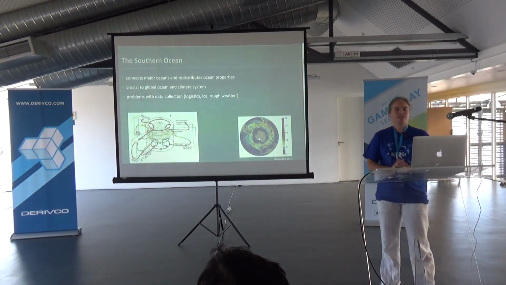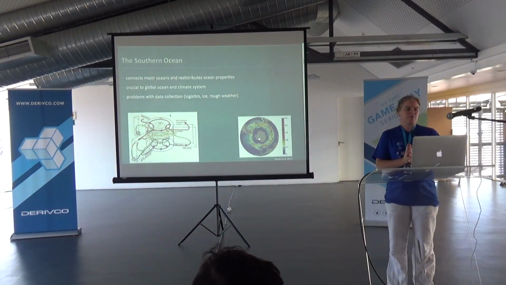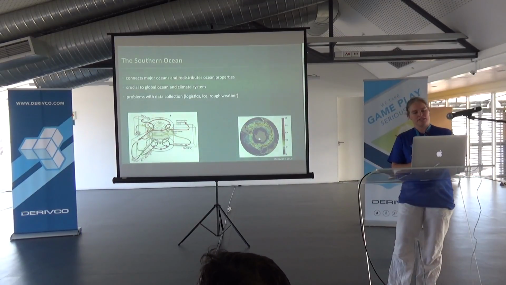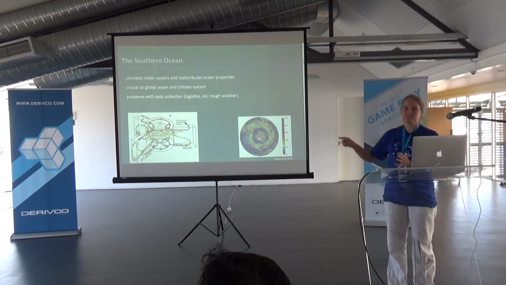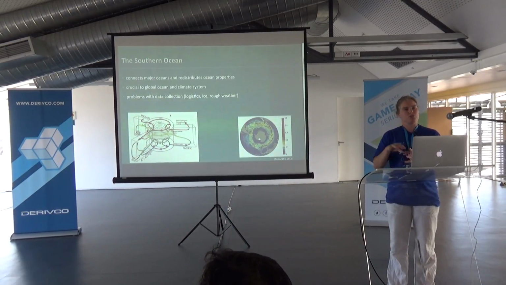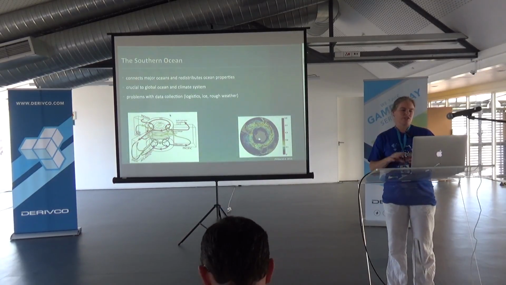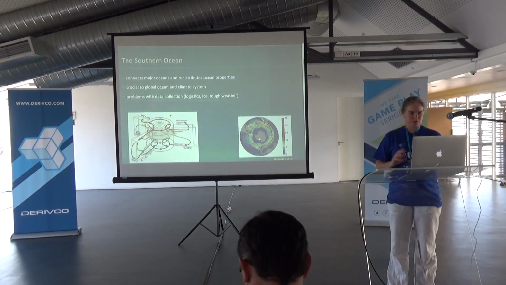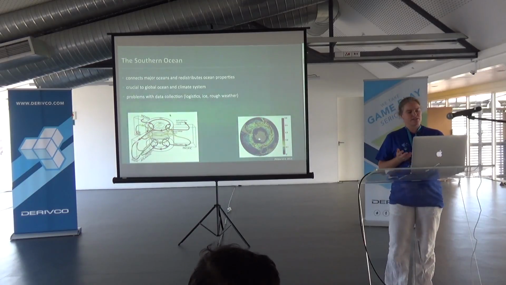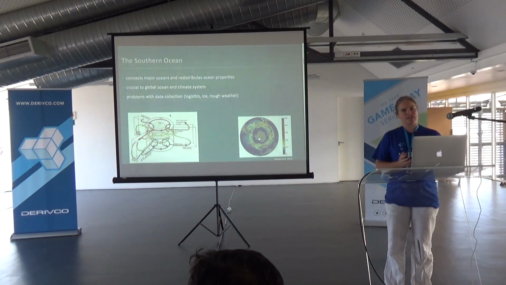There we go. So by way of a brief introduction, why the Southern Ocean? The Southern Ocean is crucially important to the global ocean and climate system in that, as you can see in that bottom left figure, it connects all the other major oceans in the world. In this way it distributes ocean properties such as biogeochemical pathways, water mass properties and heat. But it's very difficult to collect data there because it's hard to get to. The logistics are quite difficult and it's expensive.